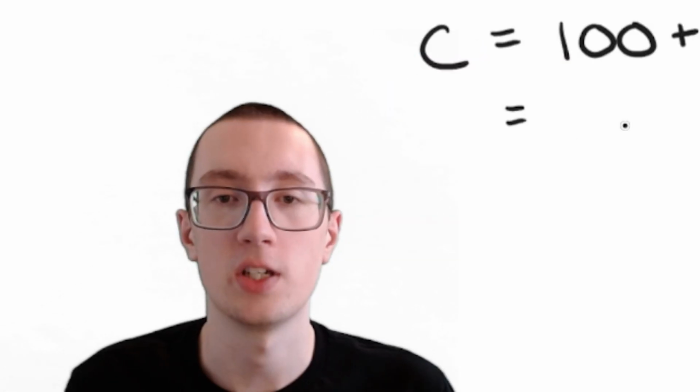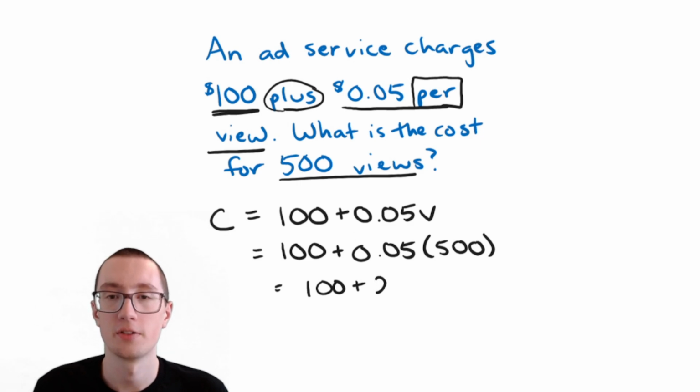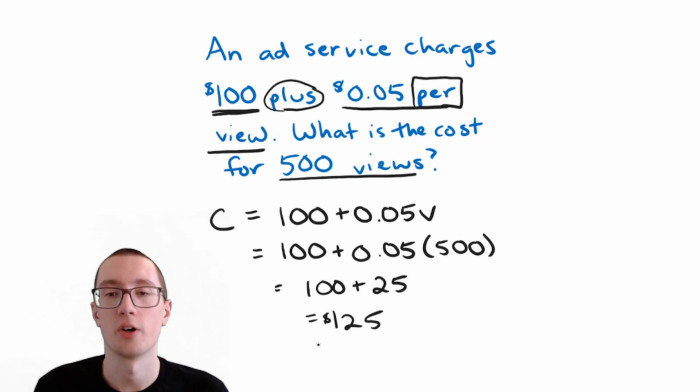But it wants us to find specifically for 500 views. So we will replace V with 500. And you could put this in your calculator, but it would be 5 cents times 500. That would be $25. And 100 plus 25 is 125. So it would cost you $125 for 500 ad views.